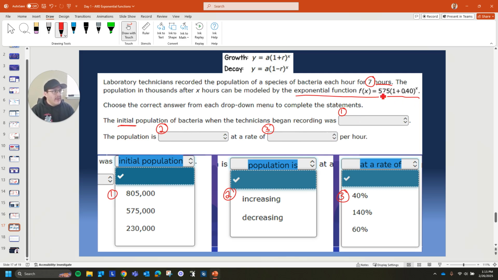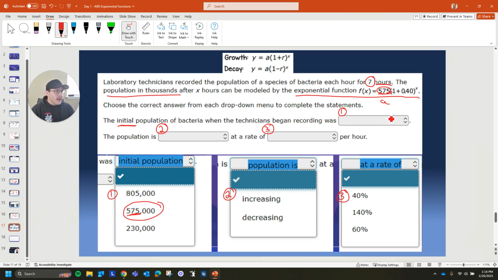So look at this number. Where is our starting position? What is the initial, the starting position? Initial means starting population. So our starting population is the first number we see here, the a value. So we have 575. We don't see it right here except for this, but notice how it says the population in thousands. So 575 is actually in thousands.